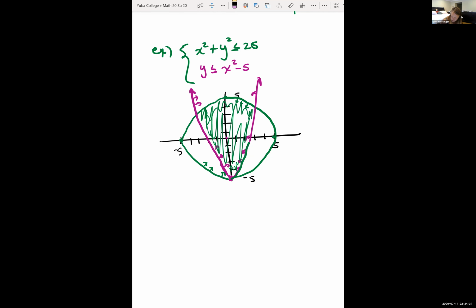So everything on this line, everything in here, and everything in here.